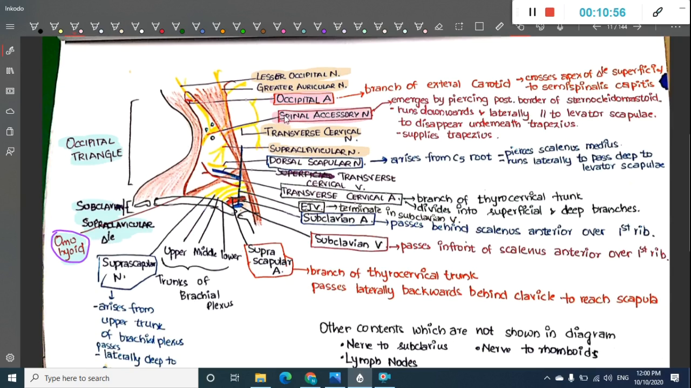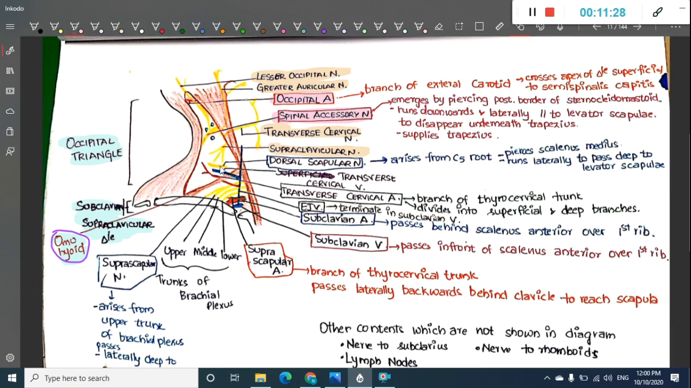What is this spinal accessory nerve? It is the 11th cranial nerve. It emerges by piercing the posterior border of sternocleidomastoid. This is the sternocleidomastoid. Then it goes downwards and laterally, parallel to levator scapulae. This muscle is levator scapulae. It goes underneath the trapezius and supplies the trapezius. This is spinal accessory nerve.